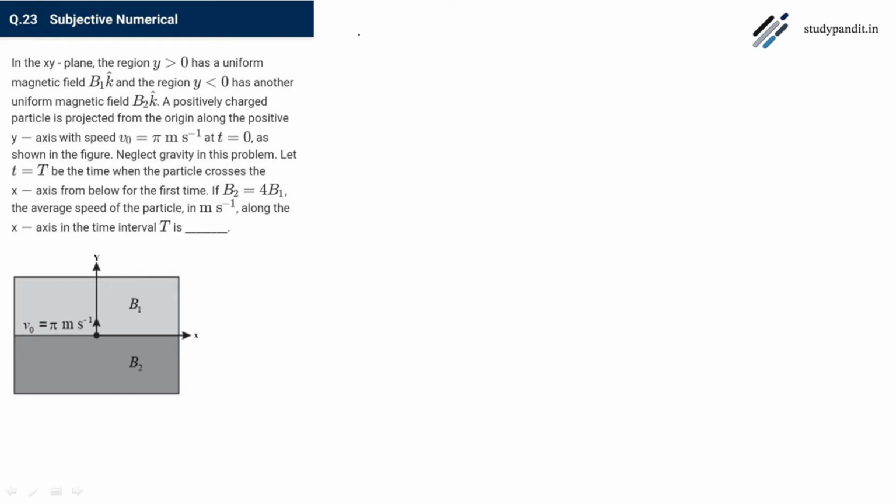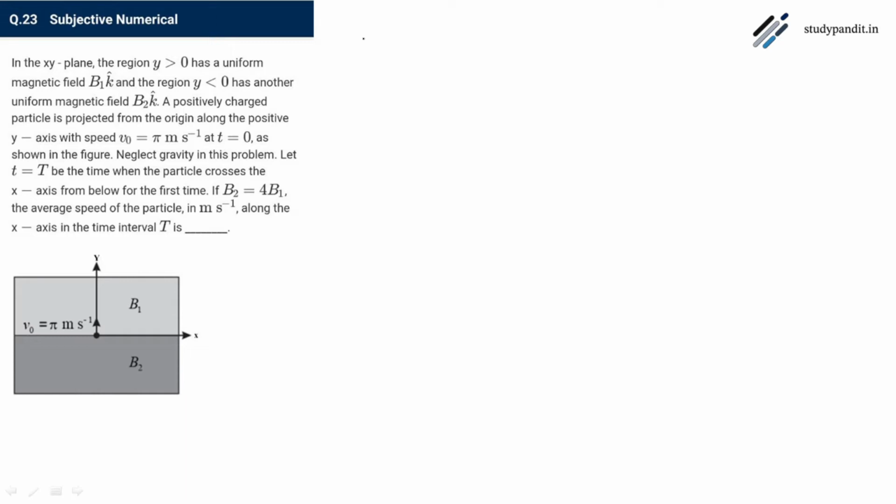Let t equals capital T be the time when the particle crosses the x-axis from below for the first time. If B2 equals 4B1, the average speed of the particle in meter per second along the x-axis in the time interval T is.